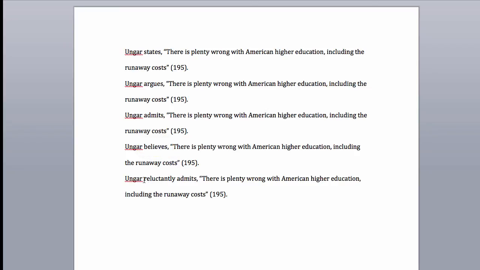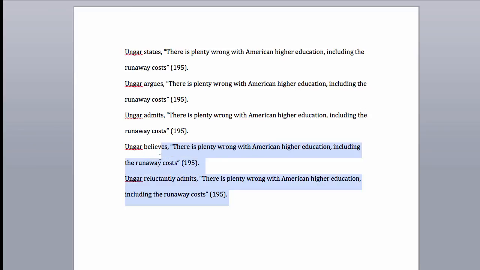Finally, you can add to your attributive tags here. Unger reluctantly admits. In this way, you can add that spin I've talked about to your writing without actually using more words and being wordy.